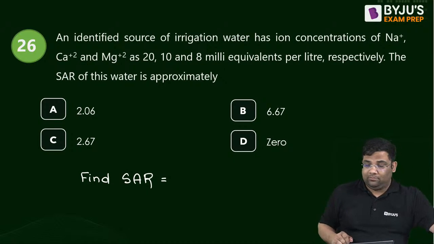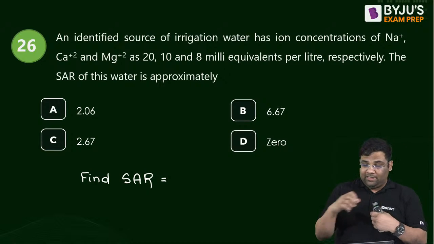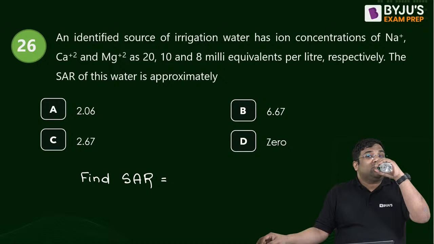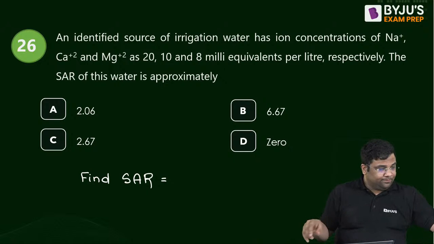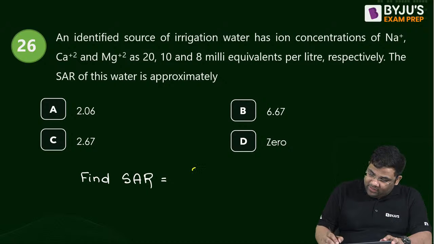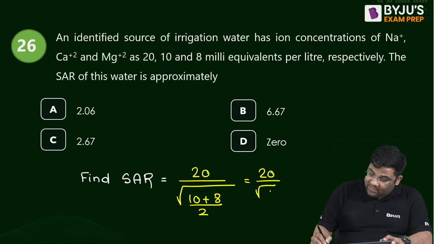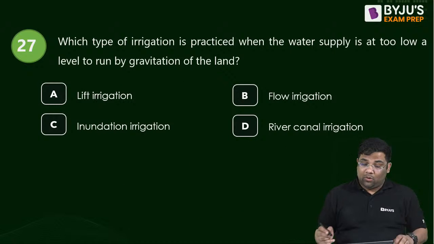Quickly. So all types of questions we are solving, not only theoretical but numerical, many things we are solving. Please solve this and tell me the answer. Sodium concentration is given as 20 divided by root of calcium 10 plus magnesium 8 divided by 2. So 20 divided by root 9, 20 divided by 3, which is 6.67. If they ask which category, it is low sodium, right? Because it is less than 10.